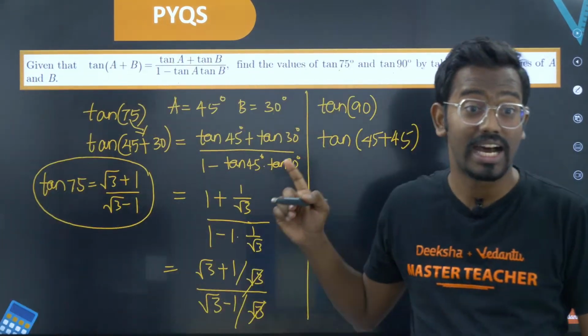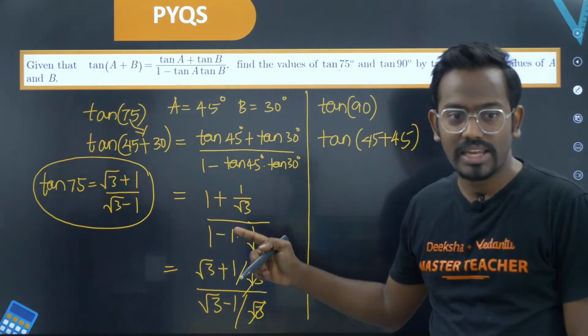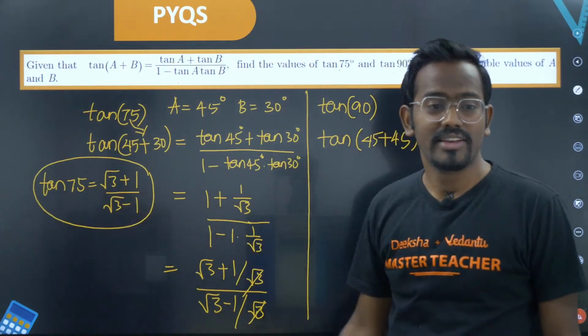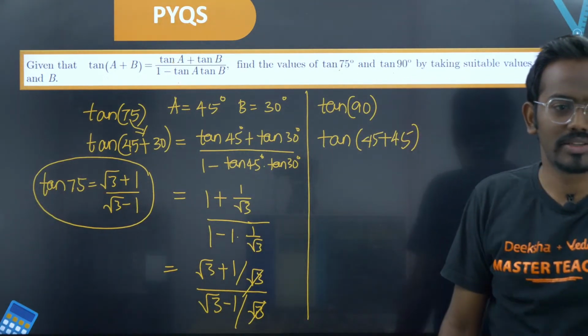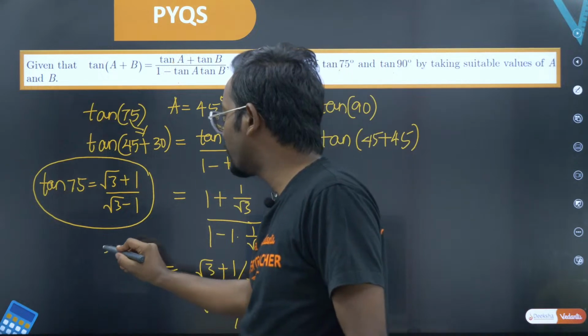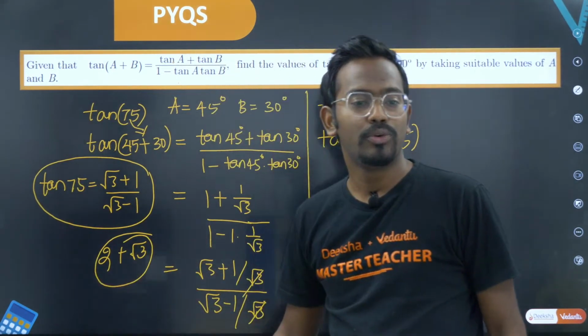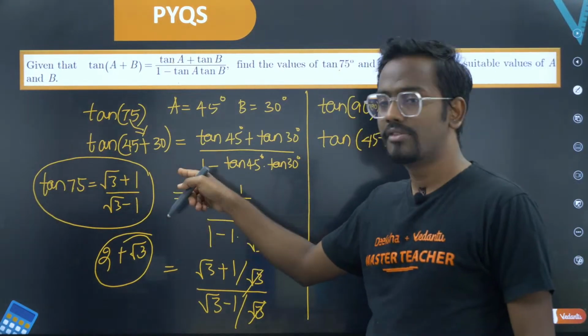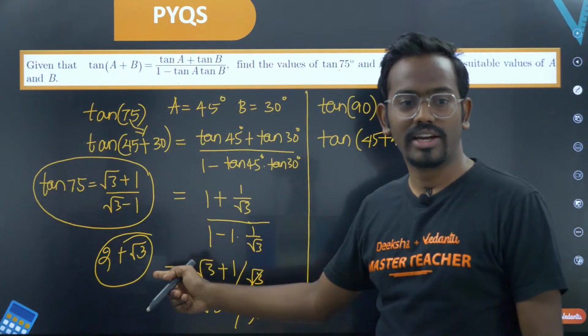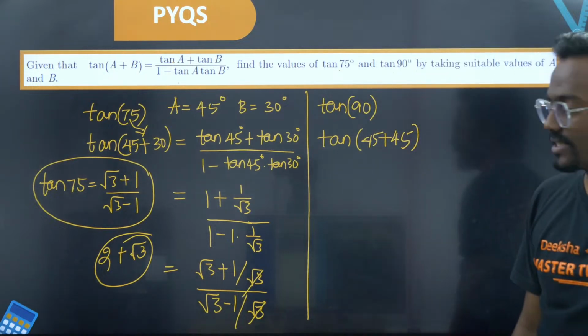If this question is asked in your MCQs, then you can directly answer what is tan 75. Sir, this is root 3 plus 1 divided by root 3 minus 1. So if you rationalize, you will end up with 2 plus root 3. If you take the conjugate and rationalize, the final answer that you get is 2 plus root 3. Hope this is clear. Yes.